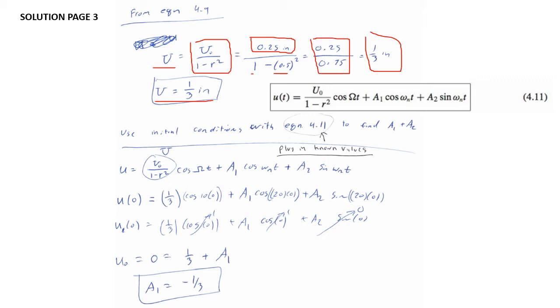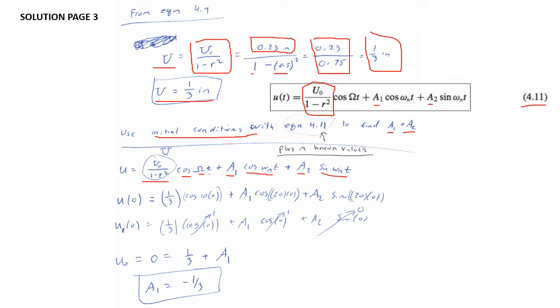Now we can jump to equation 4.11, and we can use our initial conditions with this in order to solve for our a1 and our a2. We can see there's an a1 and an a2 in this general equation. We've already solved for this in the above expression from 4.9, so we can plug in our capital U value here, times the cosine of omega t, plus our a1 that we're going to be looking for times the cosine of omega nt, plus our a2 that we're looking for times the sine of omega nt.